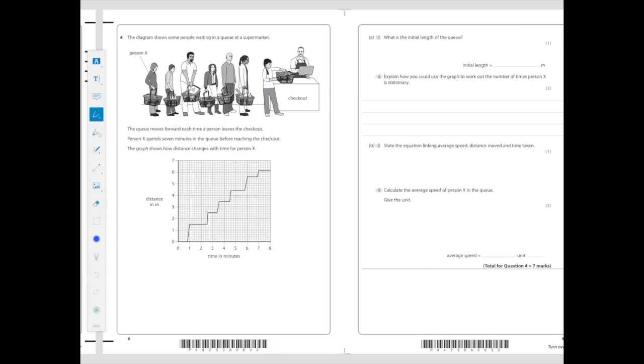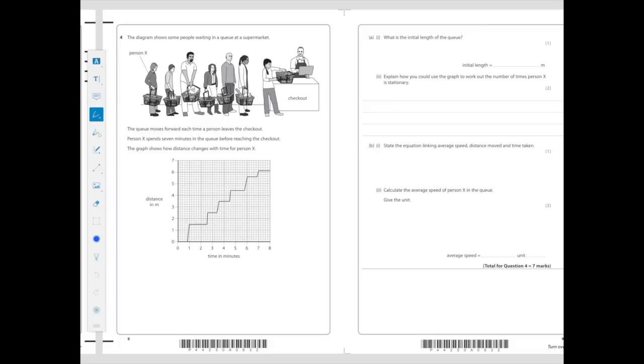Question 4. The diagram shows some people waiting in a queue at a supermarket. The queue moves forward each time a person leaves the checkout. Person X spends 7 minutes in the queue before reaching the checkout, and the graph shows how distance changes with time for person X. So it's the last person in the queue.